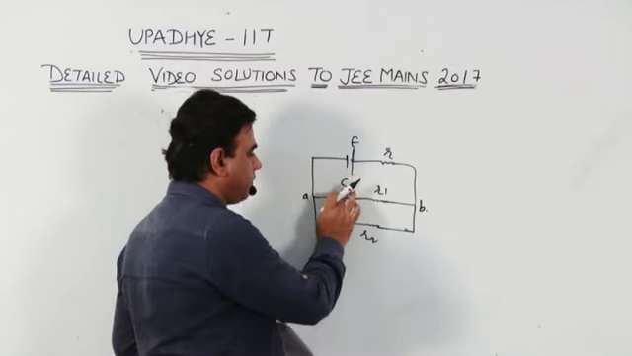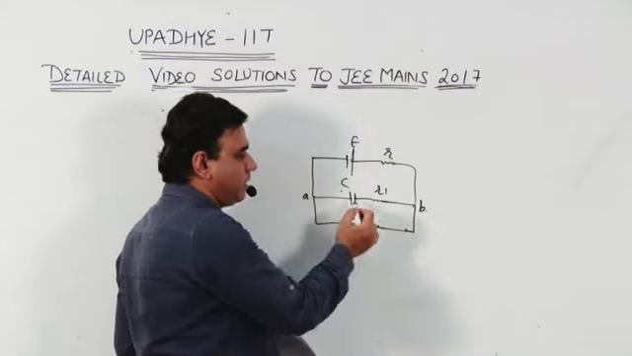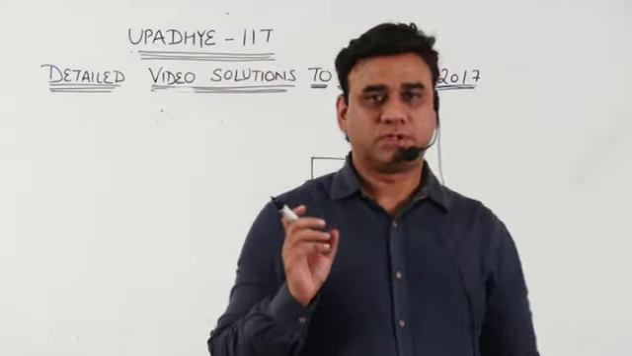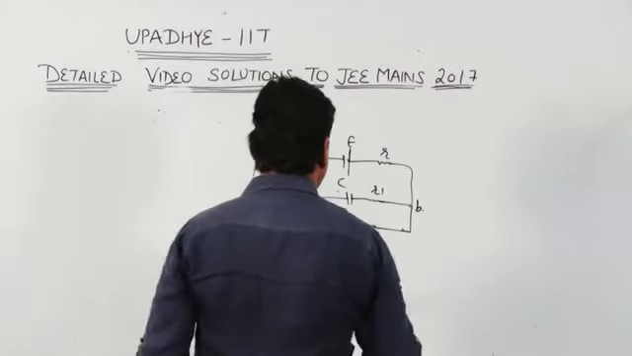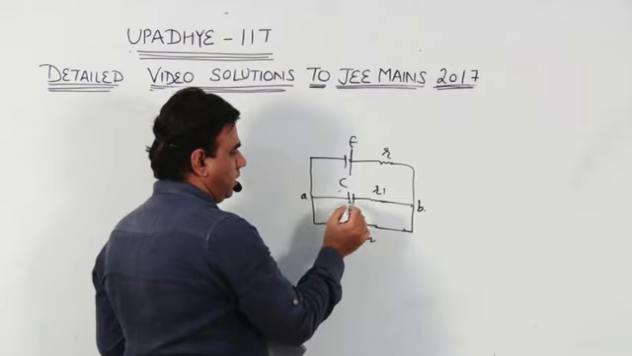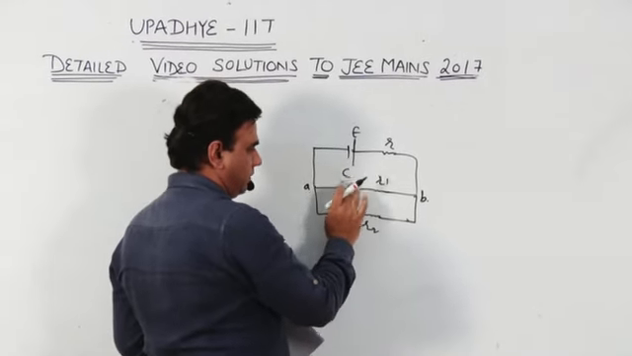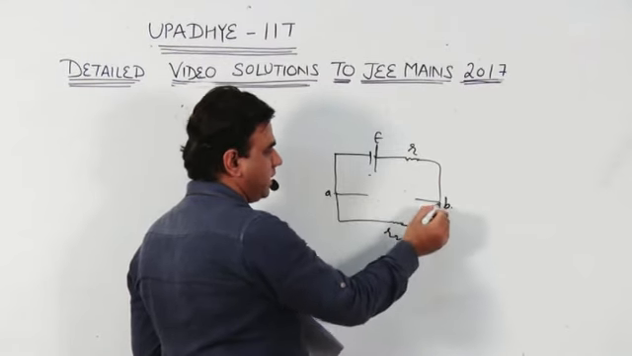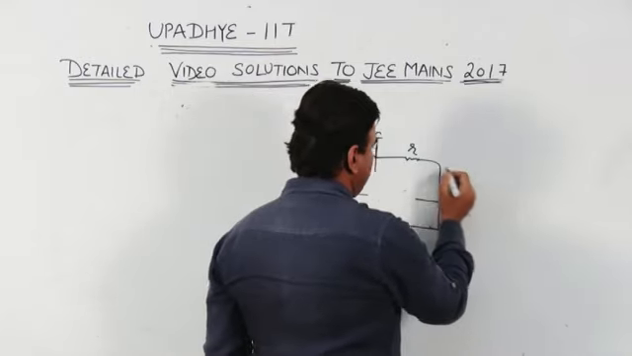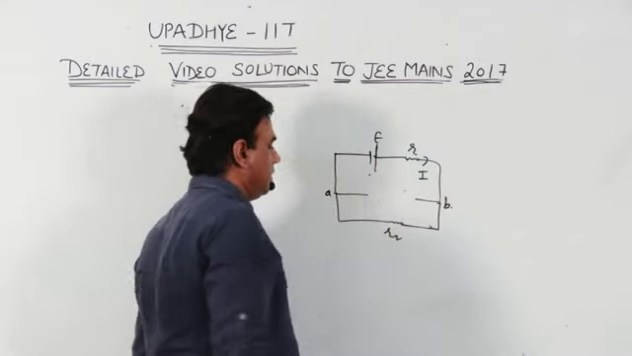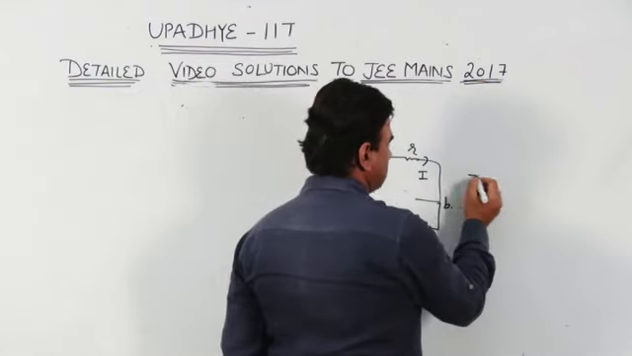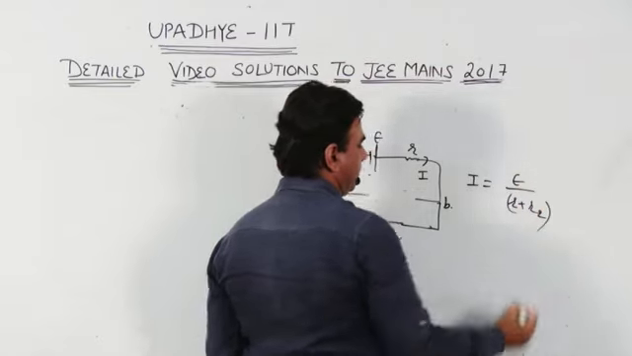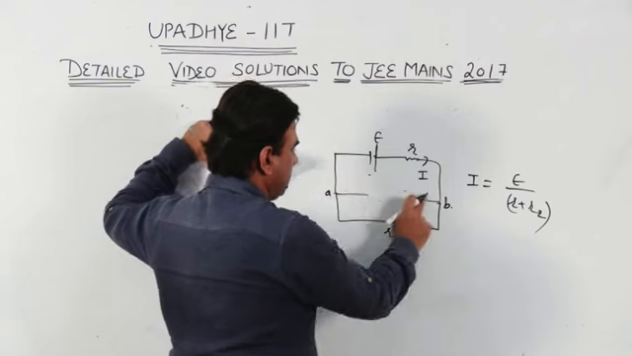So first of all we have to find the potential across A and B. When the capacitor gets completely charged, it will be like disconnected, because a capacitor offers infinite resistance when completely charged. So if we break this branch, we only have to find the potential difference across A and B. There are so many ways of finding the potential difference across AB. First of all we will find I, which is nothing but E upon R plus R2. Now we have to find the potential across AB through the nodal method.